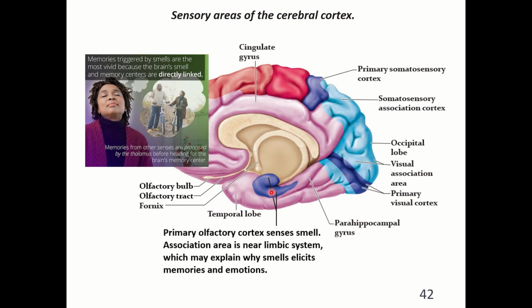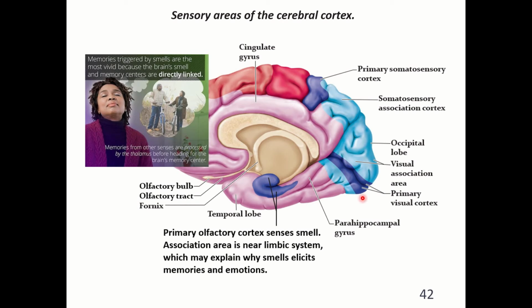Here is the primary olfactory cortex, which will sense smell. The association area is near the limbic system, which may explain why smell elicits memories and emotions. So this is your limbic system right in here. Part of the cingulate gyrus is in the limbic system. There's your parahippocampal gyrus, so the hippocampus would be right here, which is where long-term memories are stored. Memories triggered by smells are the most vivid because the brain's smell and memory centers are directly linked. Memories from other senses are processed by the thalamus before heading to the brain's memory center.